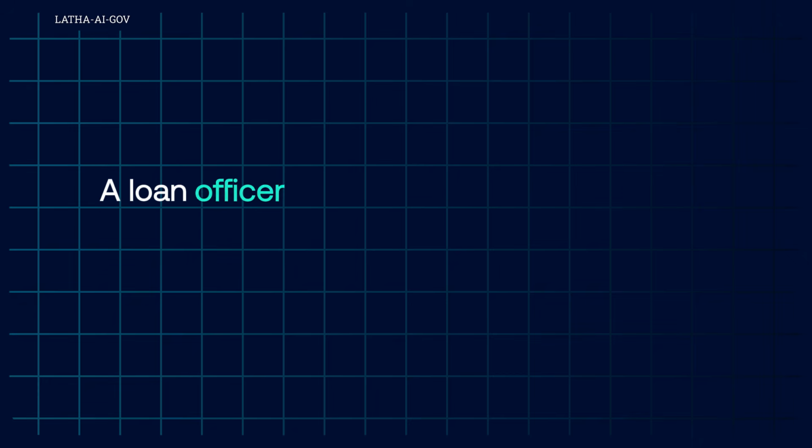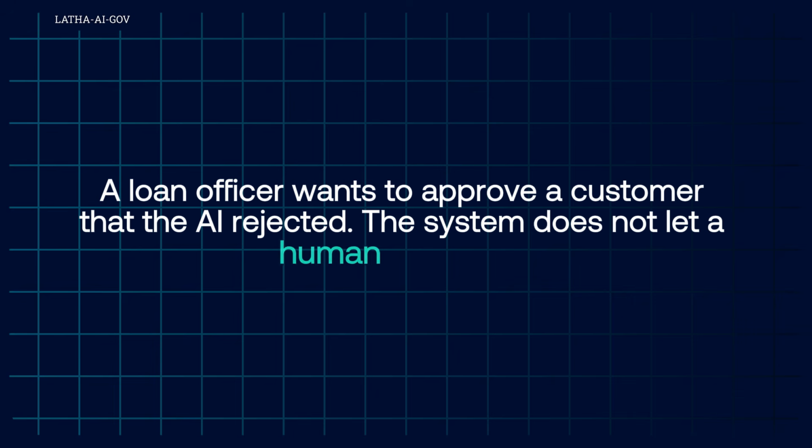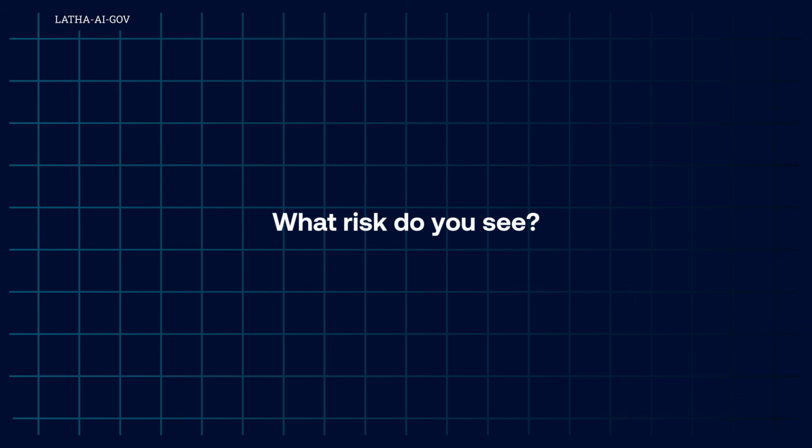Round 9. A loan officer wants to approve a customer that the AI rejected. The system does not let a human overrule it. What risk do you see?